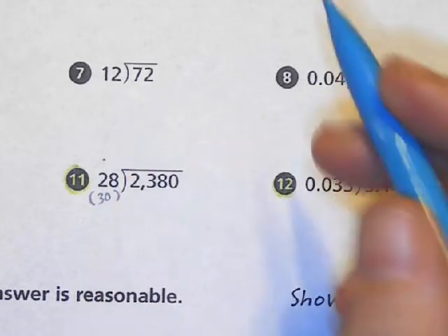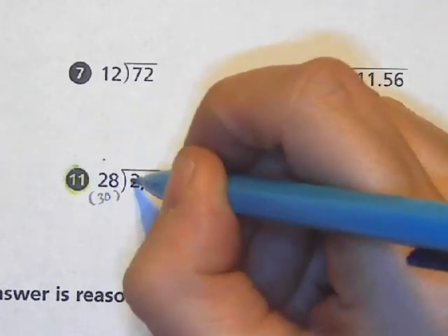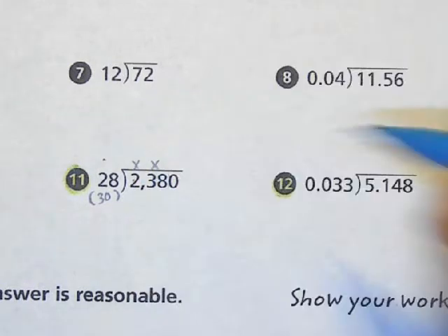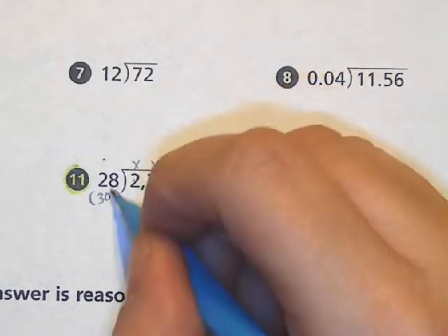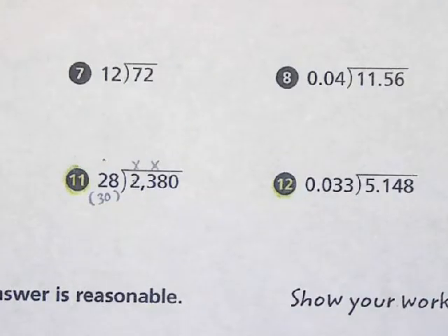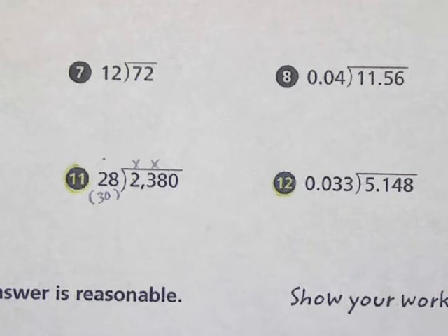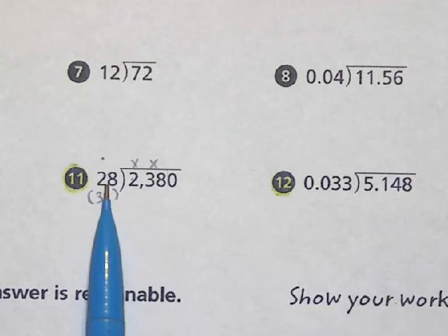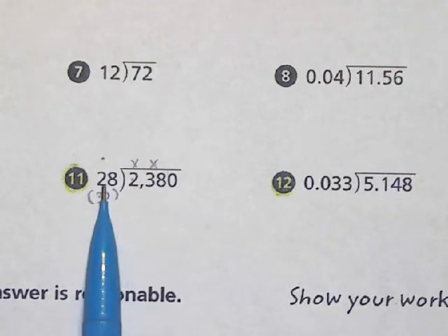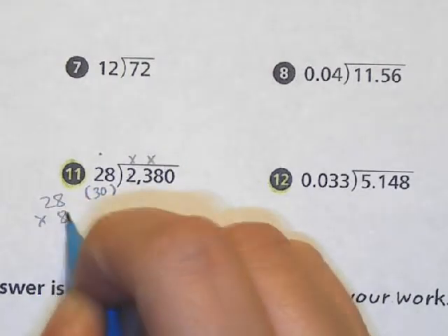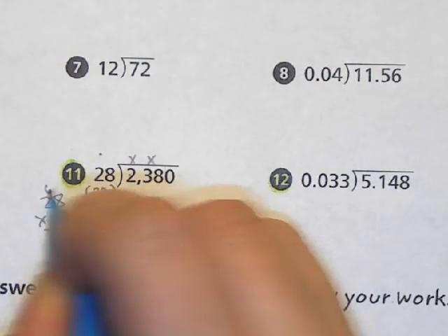Okay, number 11. 28 into 2380. There's no decimals. It's a 2-digit divisor, so I'm going to round it to 30. 28 won't go into 2 or 23, but it will go into 238, so your first number will be above the 8. I'm looking for 238, and I'm going to deal with 30. So 30 times 7 was 210. 30 times 8 is 240, which is super close to 238. And I rounded up, so that means it probably could be 8.